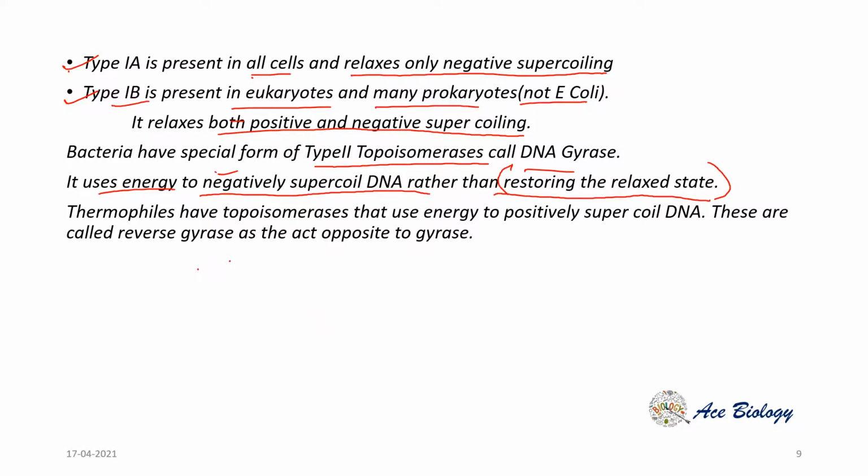In case of thermophiles, it has been observed that there is an enzyme called reverse DNA gyrase. It is called by this name because it acts opposite to what the gyrase does. We have already discussed that DNA gyrase is used to introduce negative supercoiling in the DNA, but reverse gyrase will introduce positive supercoiling in the DNA. That's why it is called reverse gyrase. And remember that it is only present in thermophiles.